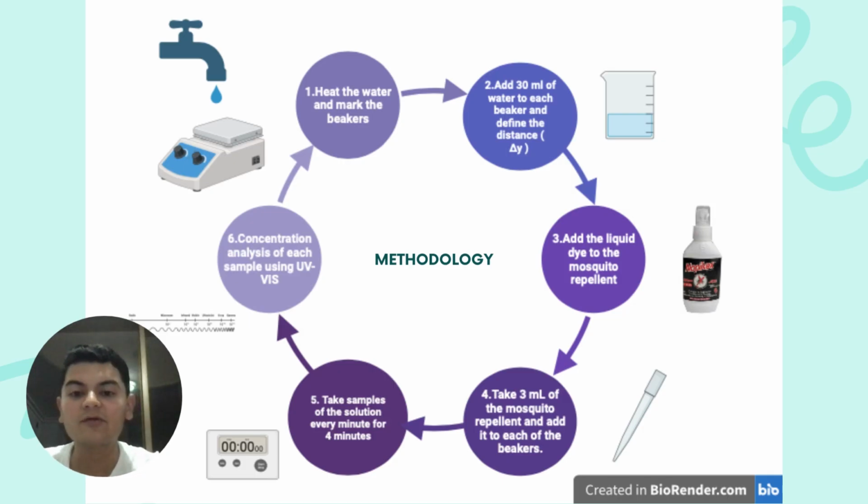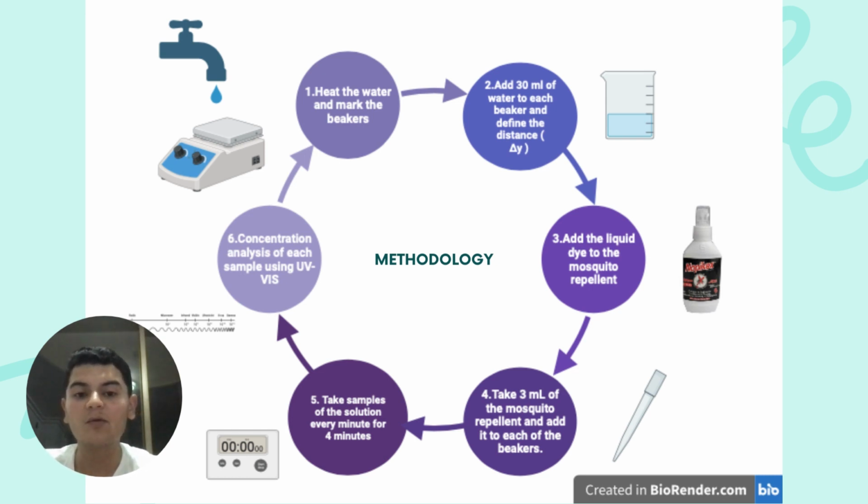Well, now for the methodology, what we did first was to heat the water and mark the beakers. Here it was a little bit difficult to reach the established temperatures that we had first, so we did it for 10, 40, 60, and 80 degrees. The idea was because it was a little bit difficult to reach the 90 degrees temperature with the water.